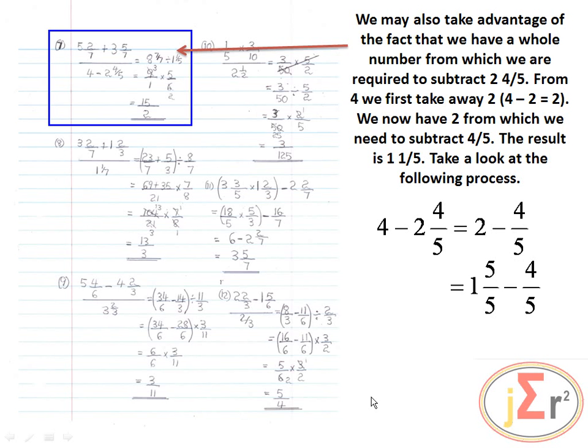So 1 and 5 over 5, now we subtract 4 over 5. So 5 over 5 minus 4 over 5 is 1 over 5. So the result is this one, and the result of taking the 4 over 5 from the 5 over 5 is 1 over 5. And that's all there is to it.